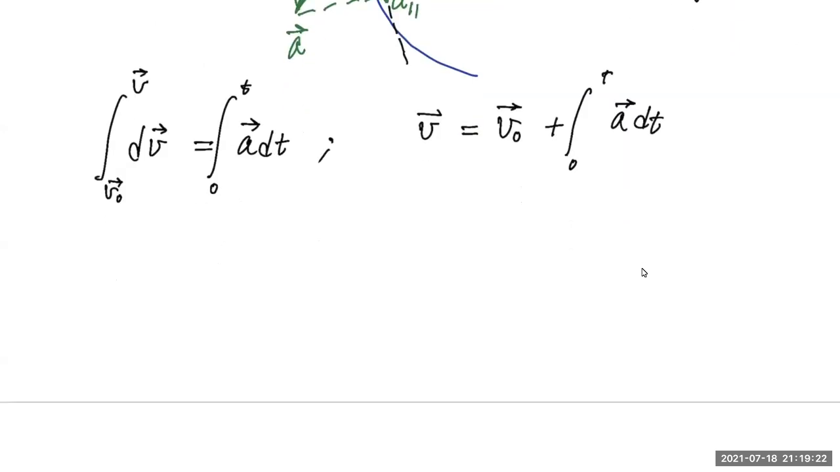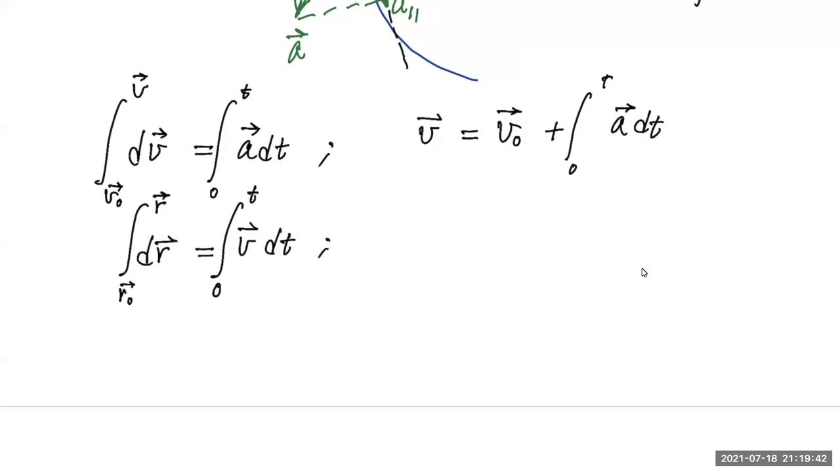Similarly, you can go from v to r. You start with dr equals v dt, and you can integrate both sides, here from the initial time 0 to the current time, and here from r initial to the current location r. Then you do the same thing as before: r equals r naught plus this integral.